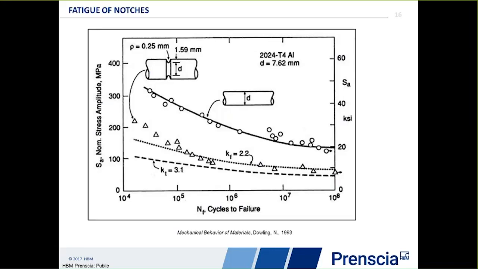What that means is if I were to go off and do a fatigue test of a smooth specimen, I could generate a curve that represents the fatigue behavior with no notches. If I then take that material property and apply to it the stress concentration from my finite element model, a notch, a hole, a fillet radius, and I predict the fatigue behavior using that unnotched fatigue curve and the stress concentration from the geometry, I would generate a prediction, as we see down here, this dashed line.